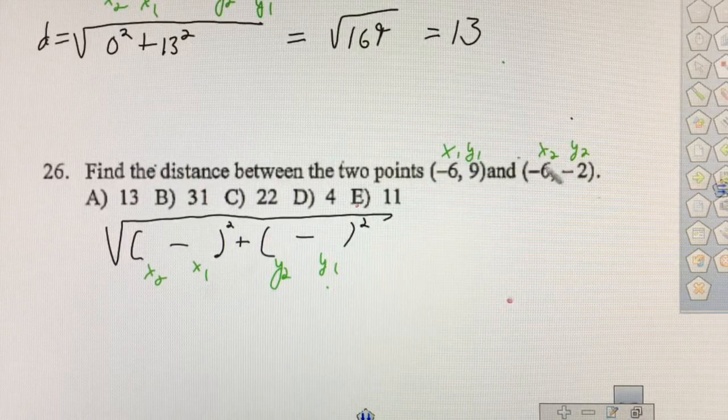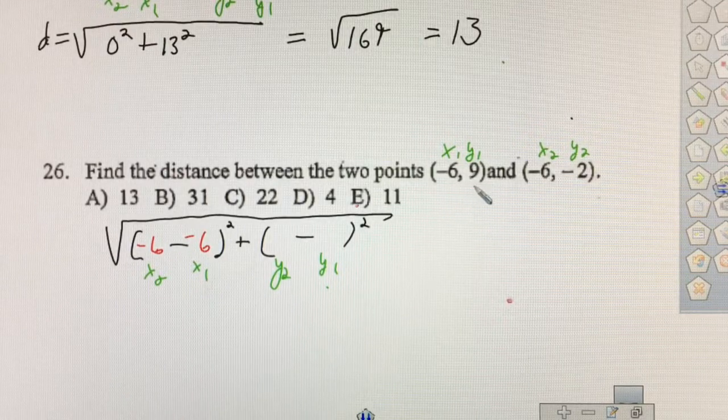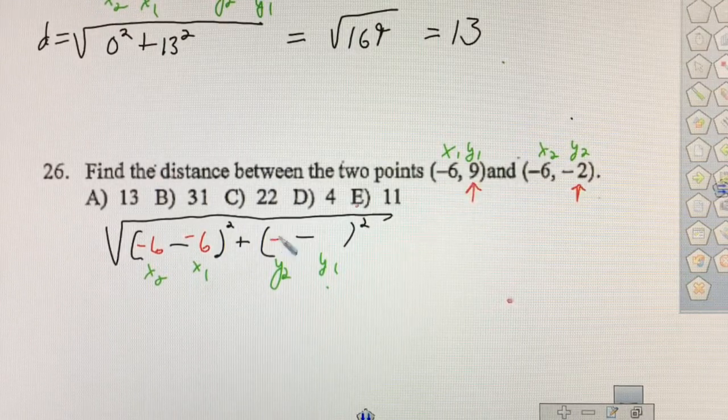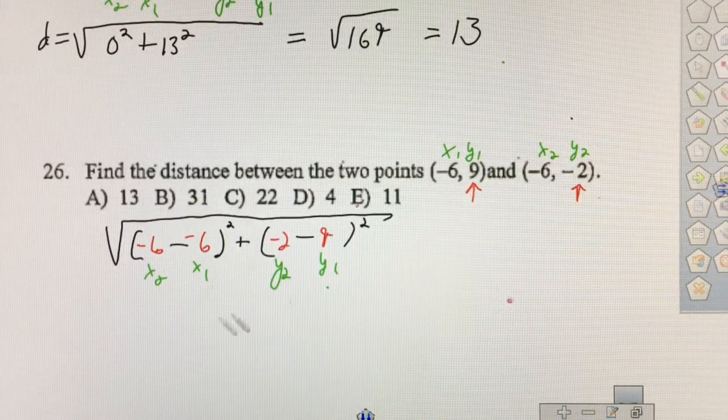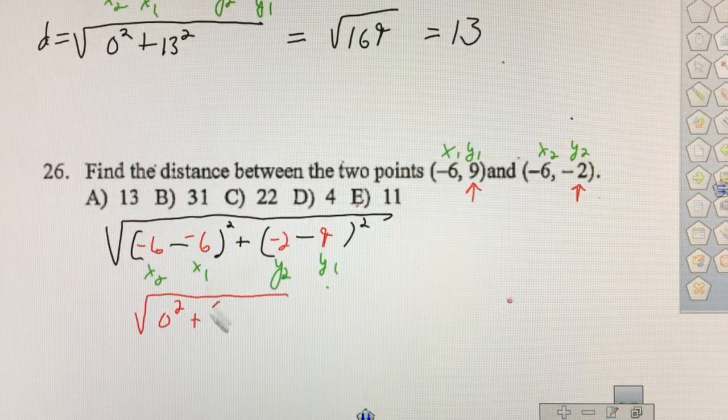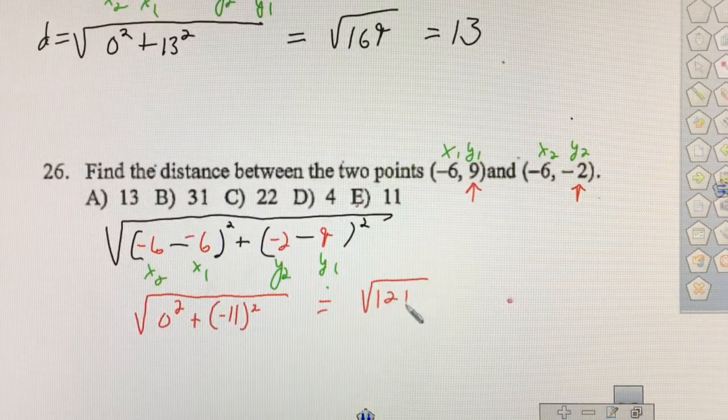Just plug and chug. So my negative 6 minus negative 6. Again, that's going to go to 0. I don't know why it just keeps doing that. It's a computer program. And then my negative 2 minus 9. So this is going to simplify a little bit to 0 squared plus negative 11 squared. If you notice, it doesn't matter if that's negative, because when I square that, it's going to give me 121. So that's going to equal the square root of 121, which equals 11.